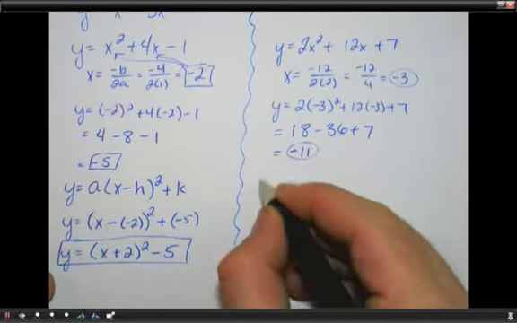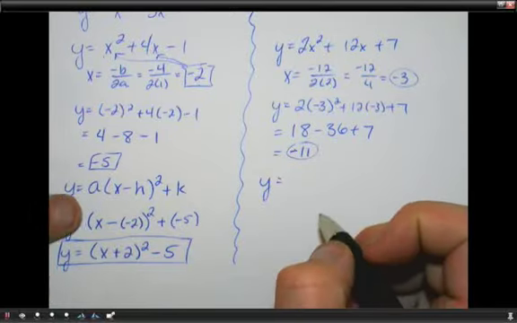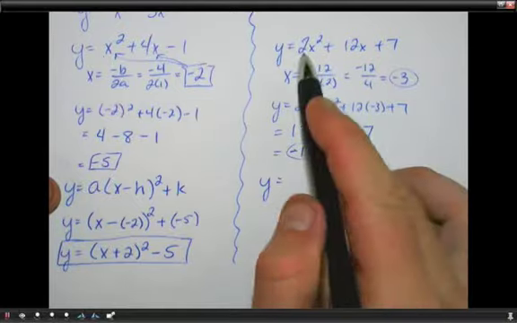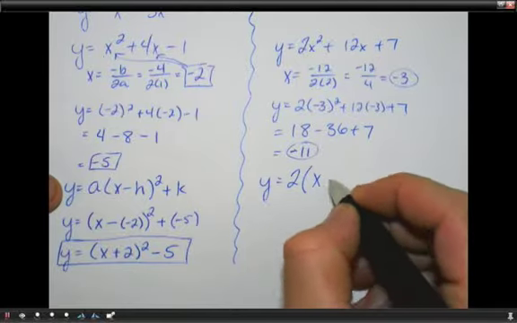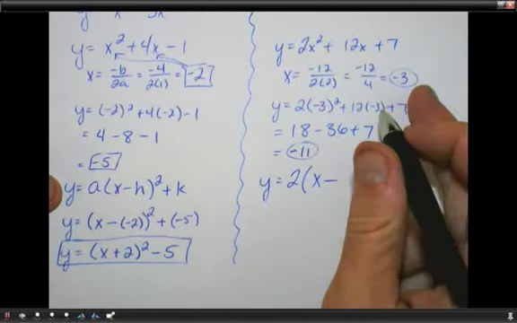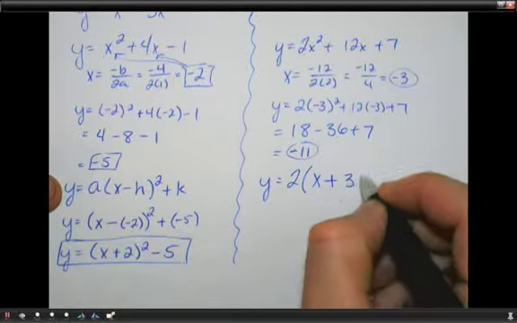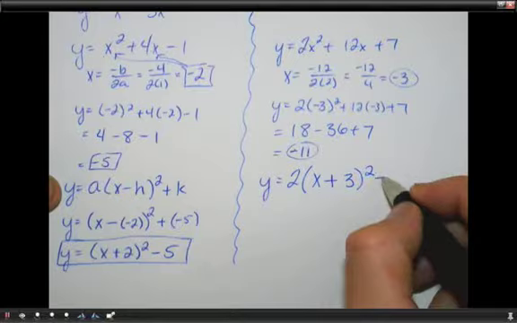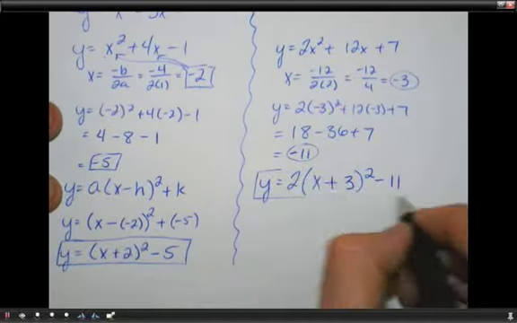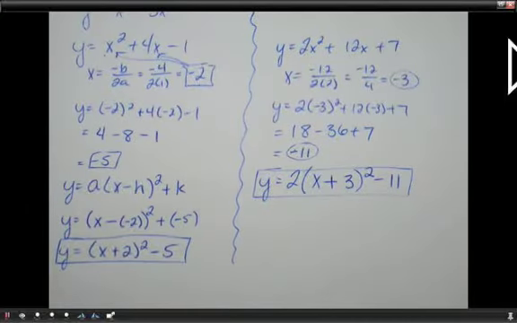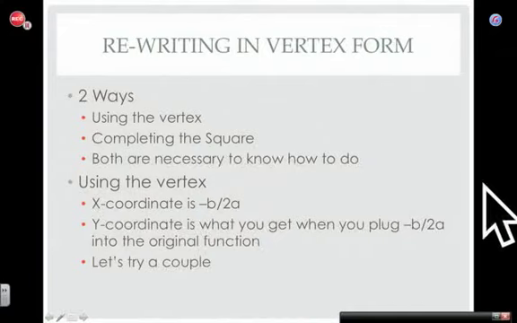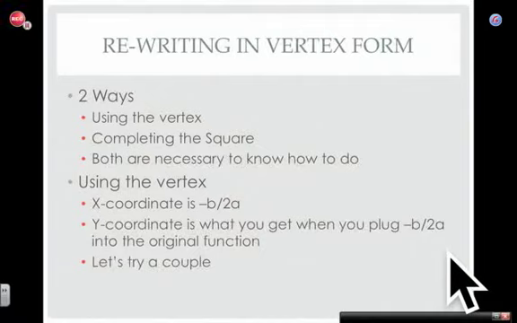That's good. Now I'm going to go back and use my vertex form here. My a is whatever a was to begin with. A was 2, so it's automatically a 2 times x minus negative 3, and I'm just going to write it as plus 3 squared minus 11. And there you go. You got vertex form. All right. So that's how you use the vertex to write in vertex form.